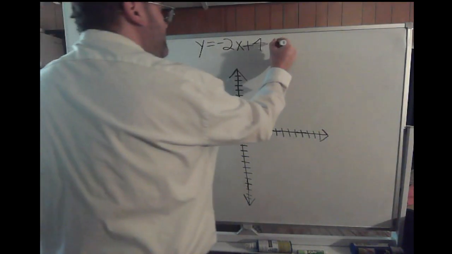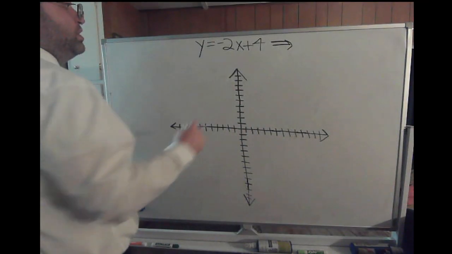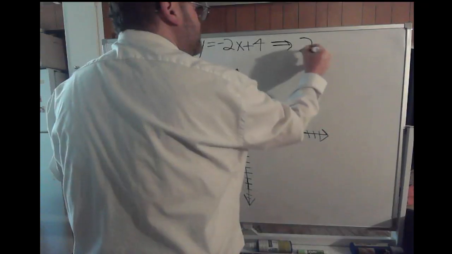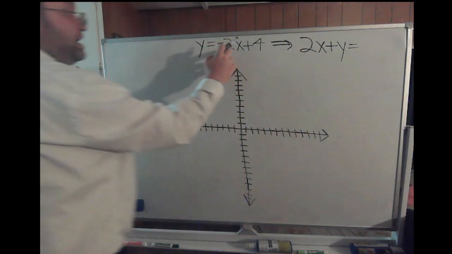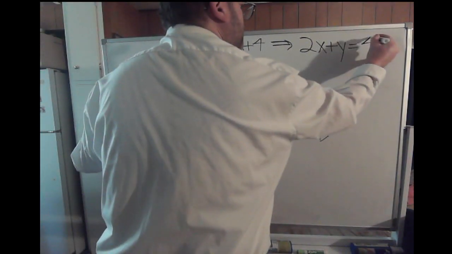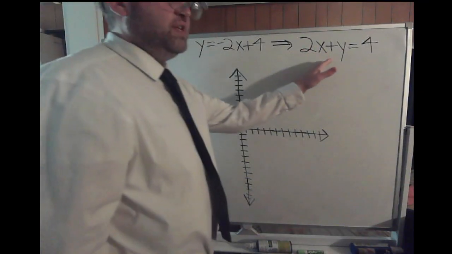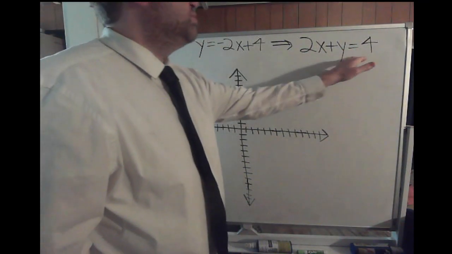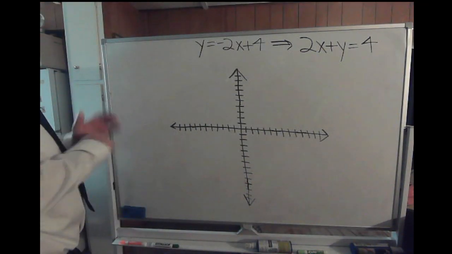So what we are about to do here, we want to add 2x to both sides. If you do that, you'll get 2x plus y is equal to, you add 2x to the right-hand side, the 2x is gone, you just get 4. 2x plus y equals 4. Which now you have the equation in standard form, ax plus by equals c. We can work with that now, okay?